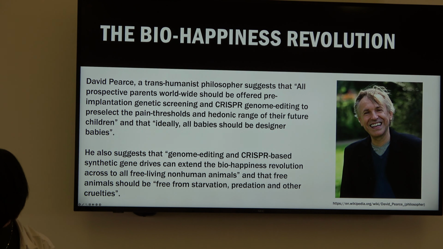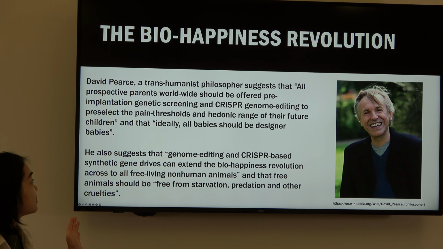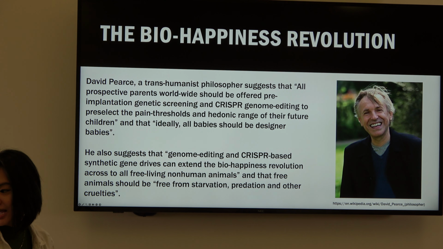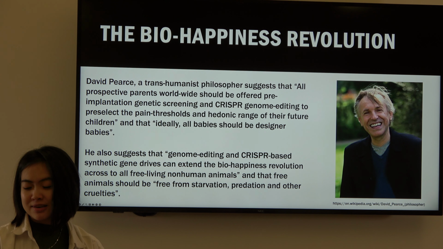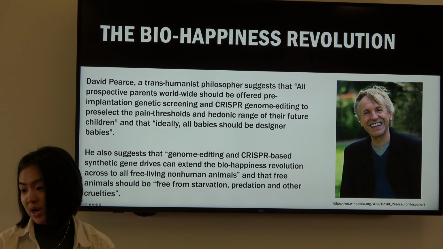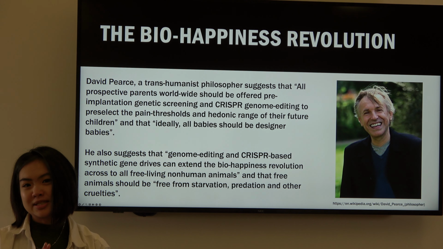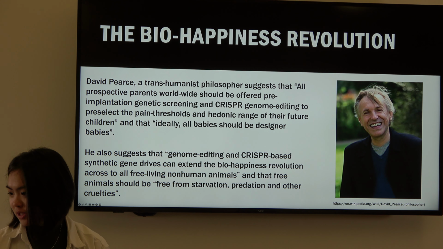And this leads us to the biohappiness revolution. So David Pierce, a transhumanist philosopher, suggests that all prospective parents worldwide should be offered pre-implantation genetic screening and CRISPR genome editing to pre-select the pain threshold and hedonic range of their future children, and that ideally all babies should be designer babies. So besides correcting genes that may give an individual a higher chance of developing depression, David Pierce suggests that we just eliminate sadness altogether.